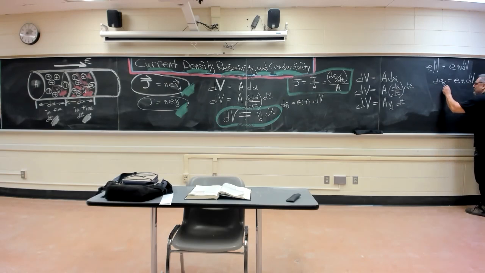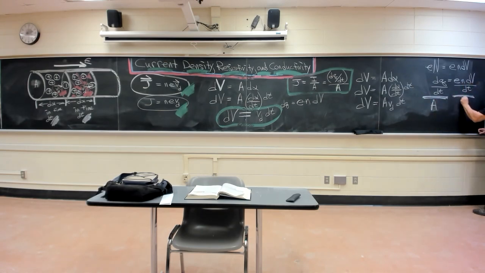If you divide it by delta T, you've got this. If you divide by that whole thing, that's I. And if you divide all of that by A, you basically have I over A.